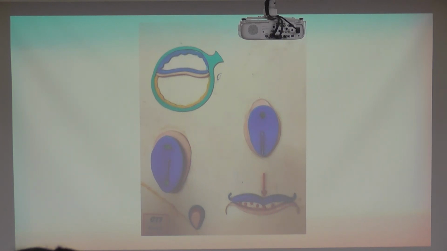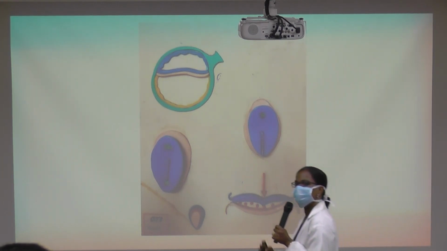Gastrulation. So when does gastrulation normally occur? At which week? It occurs at 3rd week. So gastrulation is formation of the how many layers? 3 layers. Can you name the 3 layers which are formed now? Ectoderm, mesoderm and endoderm. Okay, so gastrulation occurs at 3rd week.